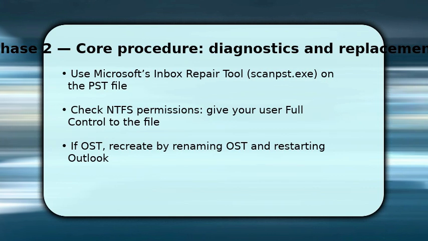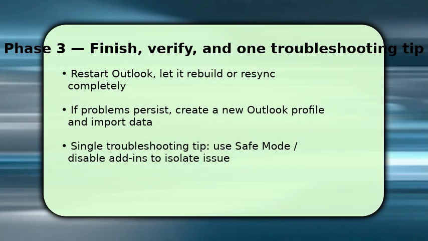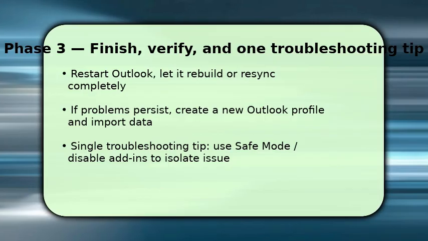You finish by restarting Outlook and allowing it to resync or rebuild the mailbox. Watch the send/receive progress until complete. If errors continue, create a new mail profile via Mail in Control Panel and add your account. Then import the repaired PST or point to the new OST.